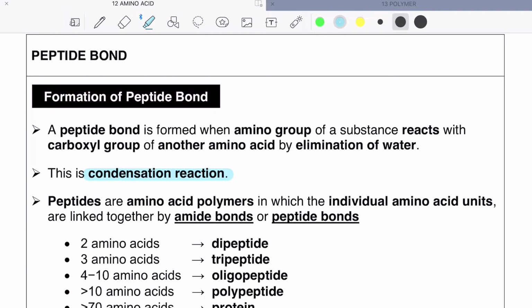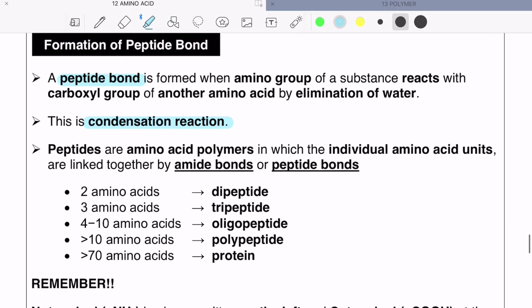Once the two amino acids combine, they are going to form what we call peptide bonds. Now, to produce the peptide bond, you must at least have 2 amino acids, but it could be 3 or 4 to 10 or more than that. It's just that at least you must have 2 amino acids.